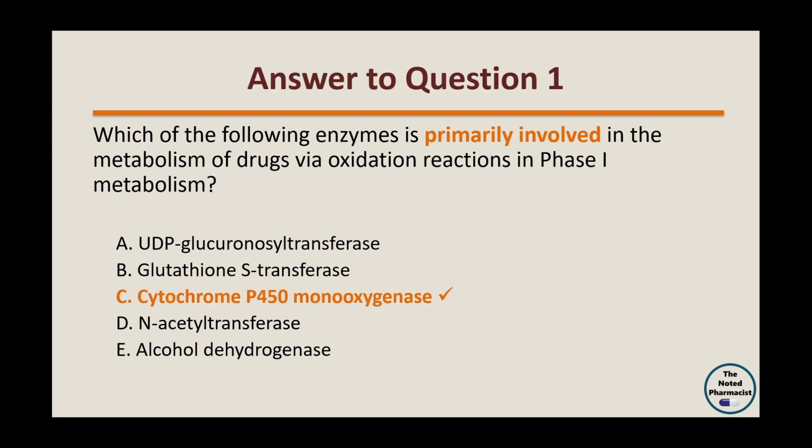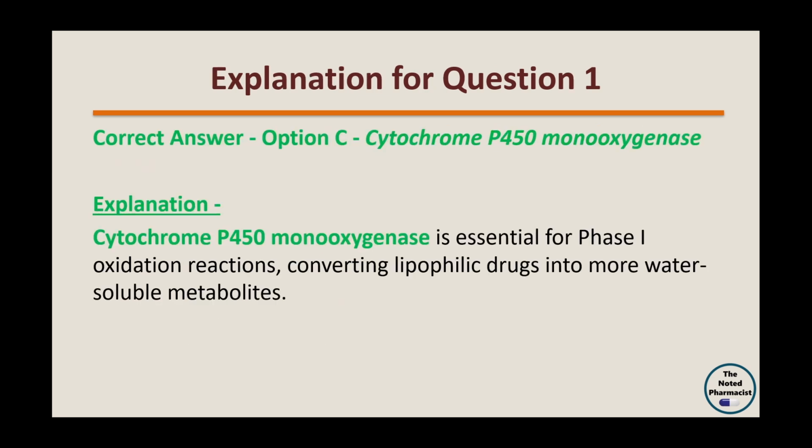The correct answer is option C, cytochrome P450 monooxygenase. The explanation is as follows. Cytochrome P450 monooxygenase is essential for phase 1 metabolism, specifically oxidation reactions, which convert lipophilic drugs into more water-soluble metabolites. These metabolites are often then conjugated in phase 2 for excretion.